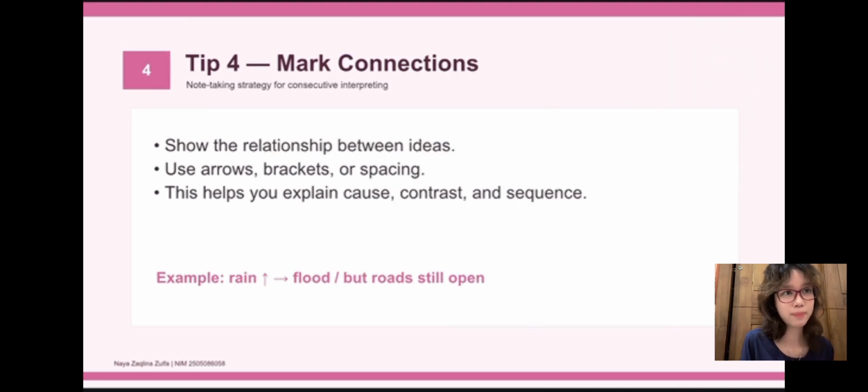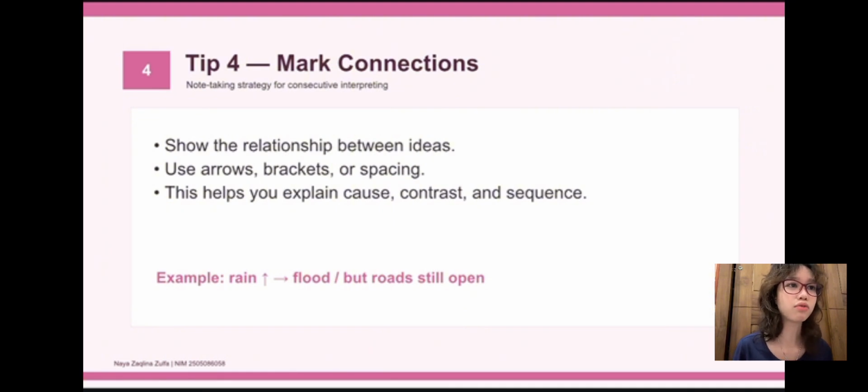The fourth tip is mark connections. When interpreting, we do not only need to remember separate words or ideas, we also need to understand how one idea is connected to another idea. For example, the speaker may explain cause and effect, contrast, comparison, and sequence. If we do not mark the connections, we may forget the relationship between the ideas. To avoid that, we can use arrows, brackets, spacing, or simple symbols.